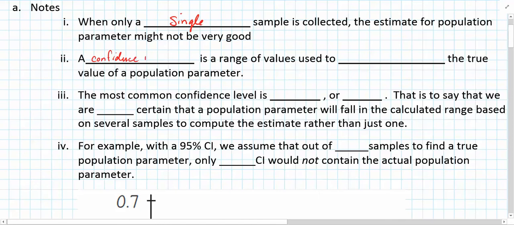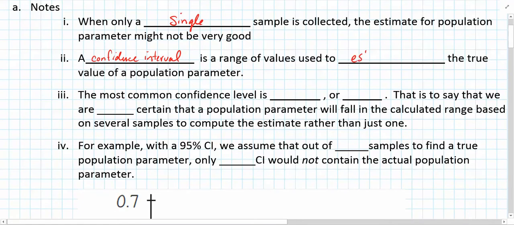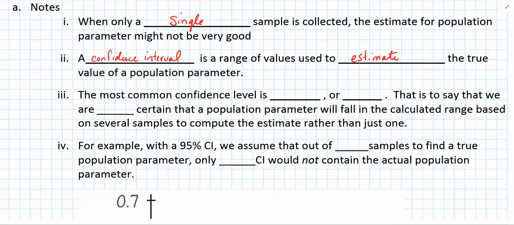because a confidence interval is a range of values used to estimate the true value of a population parameter. So we use this range to estimate where the true average age would have been.